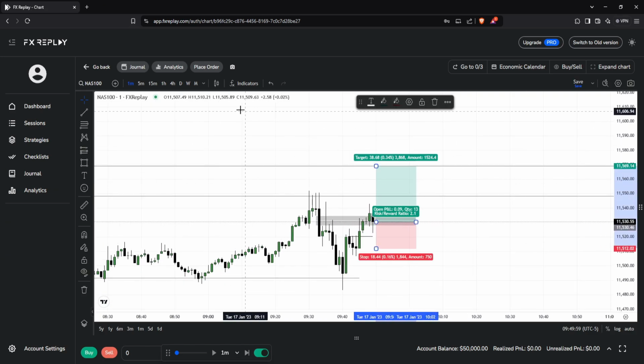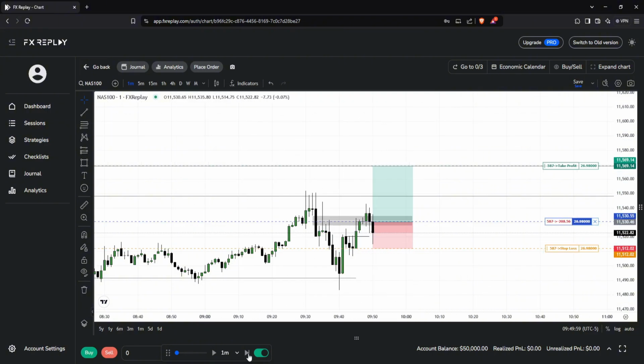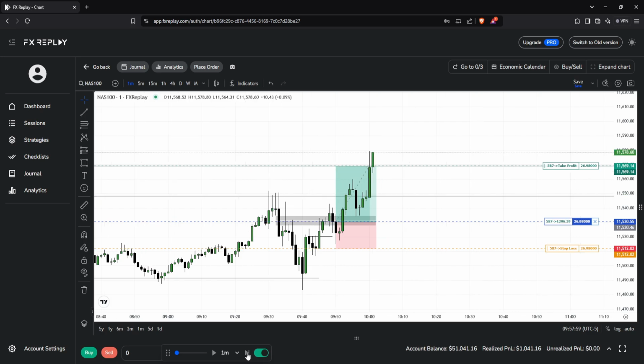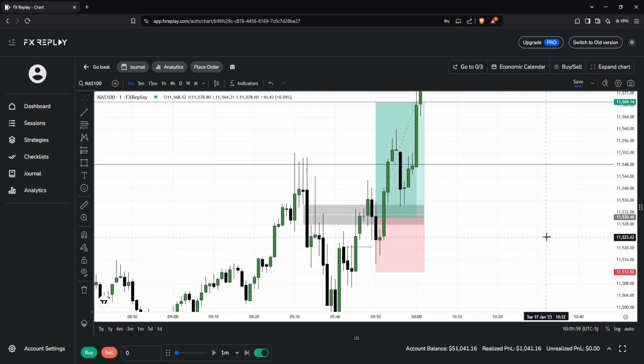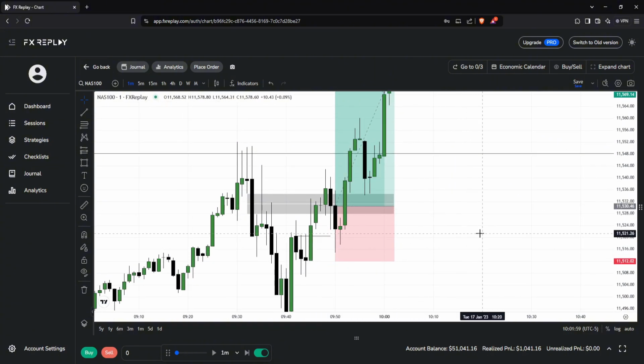Good 1 to 2 risk to reward. And we can see, nice, TP was hit. So my stop loss was reasonable. What ICT teaches is that you need to put your stop loss below at least 3 PD arrays.